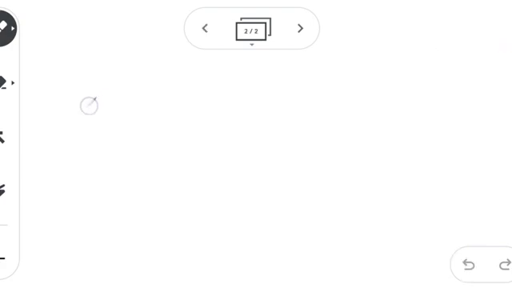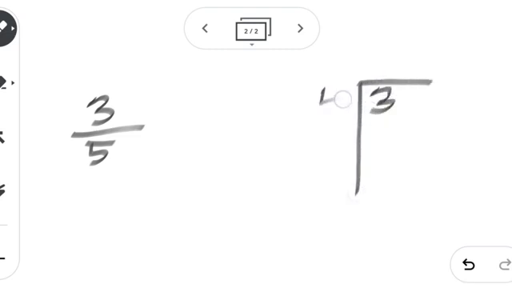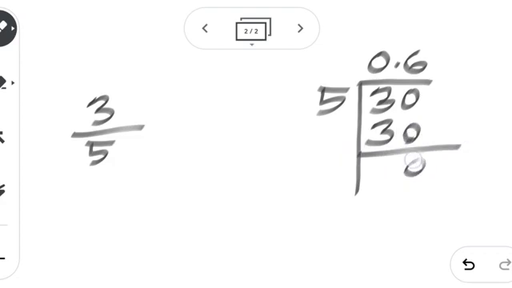Now consider another rational number 3 by 5. Divide 3 by 5. How many 5s are there in 3? There is no 5 in 3, so 0. Just put the point and add the 0. Now we have 30. How many 5s are there in 30? We have 6, 6 into 5 equal to 30. Remainder 0. So what is the quotient? 3 by 5 equal to 0.6.